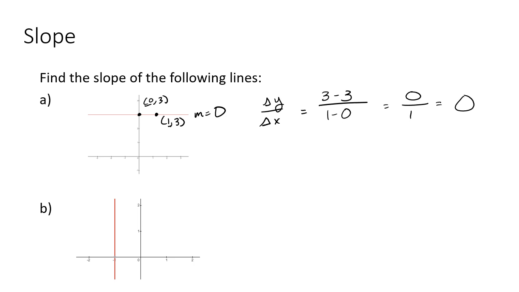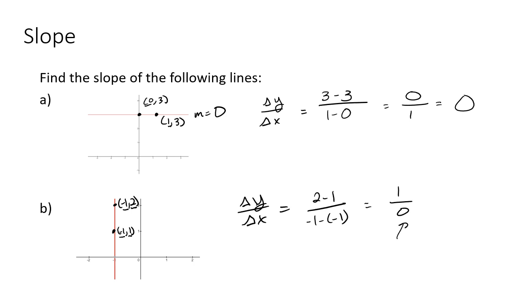If we try a similar process with the vertical line, we're going to notice something else happening though. Let's say I pick 2 points. Let's do (-1, 1) and (-1, 2). If we do rise over run, change in y over change in x, this time the y values are changing. So we're going to do 2 minus 1 over change in x, negative 1 minus negative 1. The x values aren't changing this time around. So the run is 0.